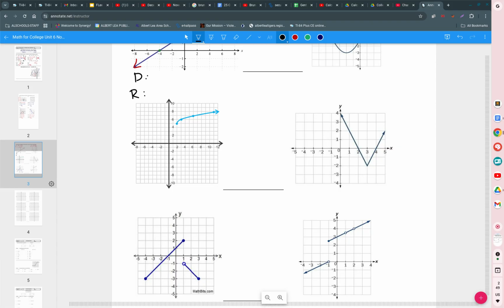My domain, where do I pick up the first x value? 5. Close, that would be the y value. Pick up the first x value at 2. And then it heads on off to the right, so it heads off to infinity. The y values I pick up at 5. And then they head off to infinity from there.